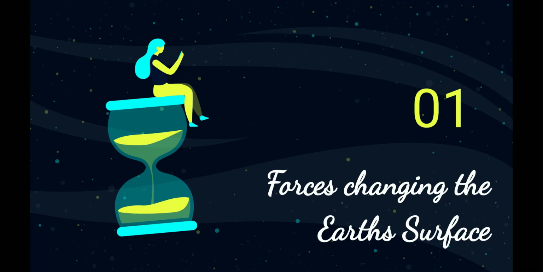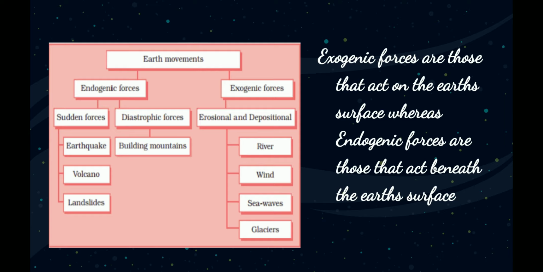Moving on to the first topic, that is, forces changing the Earth's surface. There are two forces affecting the Earth's surface, that is, exogenic forces and endogenic forces. Exogenic forces are those that act on the Earth's surface, such as wind, water, ice, and temperature conditions, and modify the face of the Earth, whereas endogenic forces are those which act beneath the Earth's surface. They may be either slow and gradual, like the forces involved in the process of mountain building and continent building, or quick and sudden, like earthquakes and volcanoes.